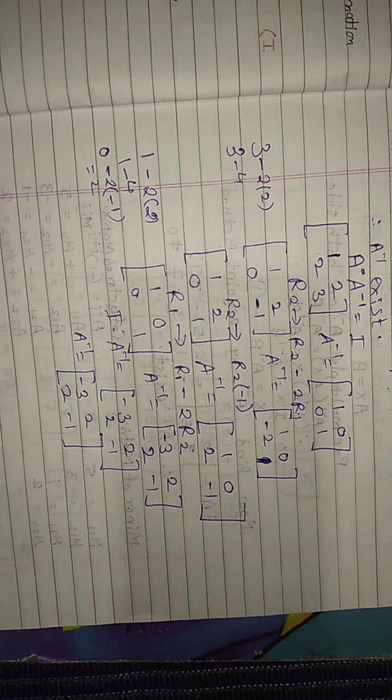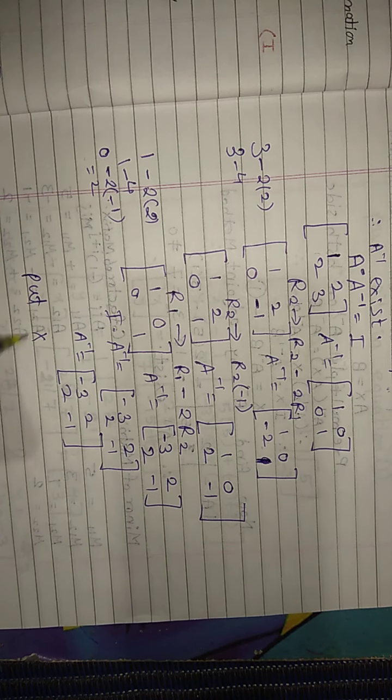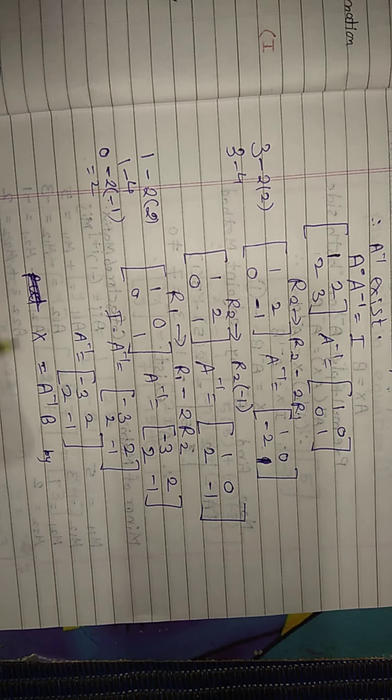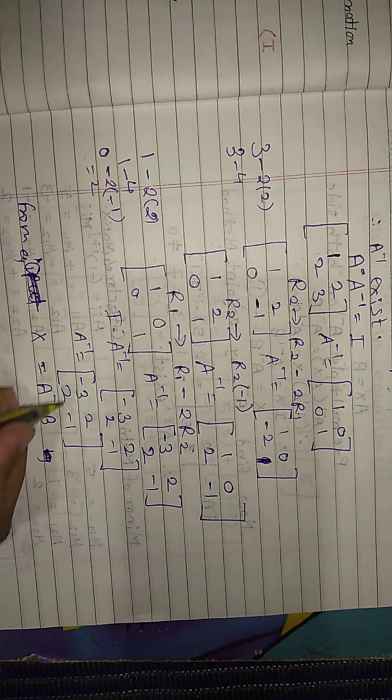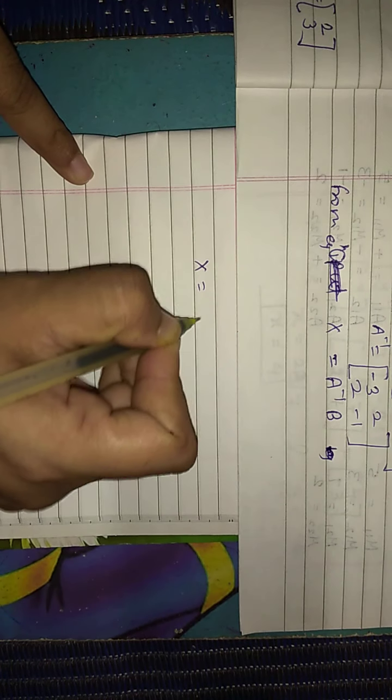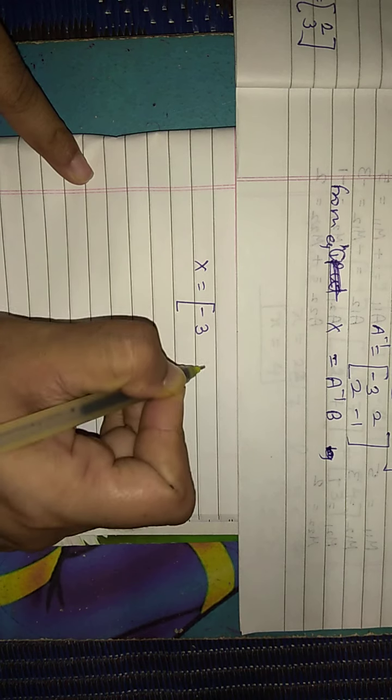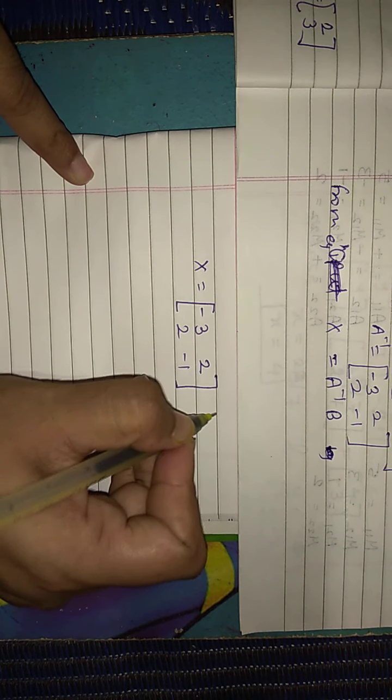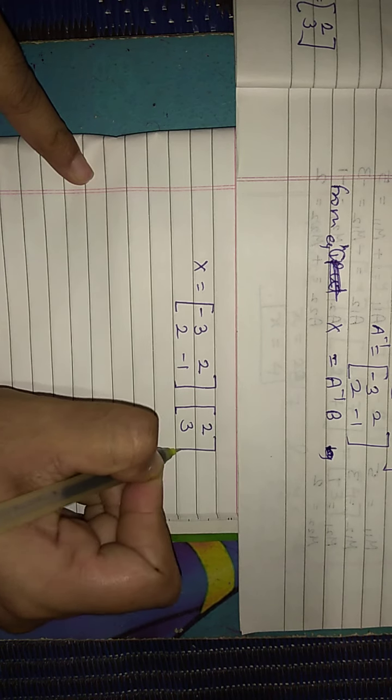But we have to calculate the value of X. From equation 1, X is equal to A inverse into B. So put this value of A inverse into B. X is equal to the value of A inverse, minus 3, 2, 2, minus 1, and the value of B is 2, 3.